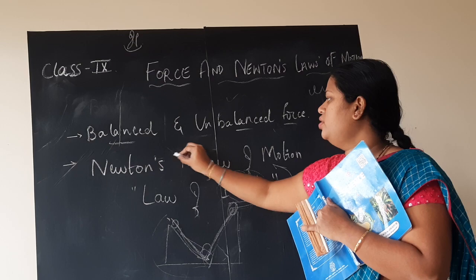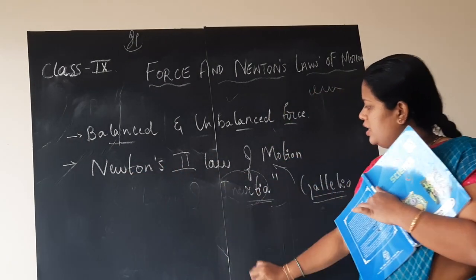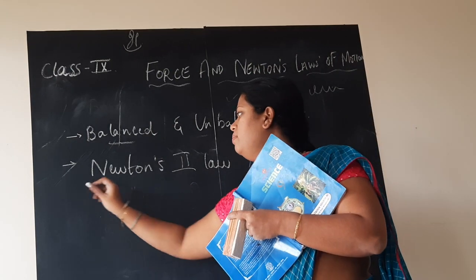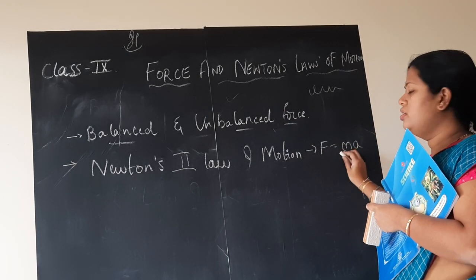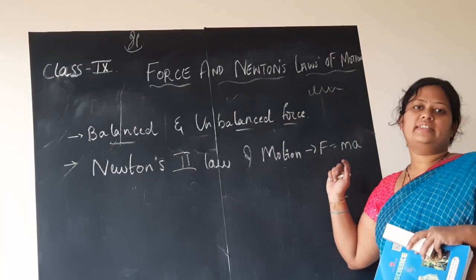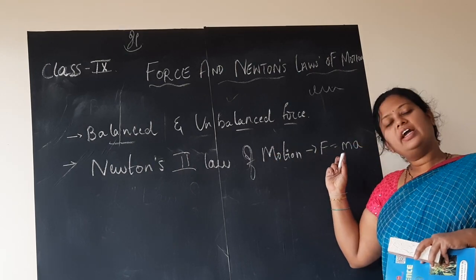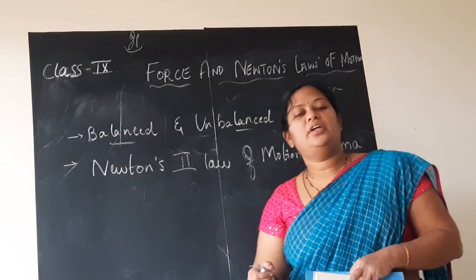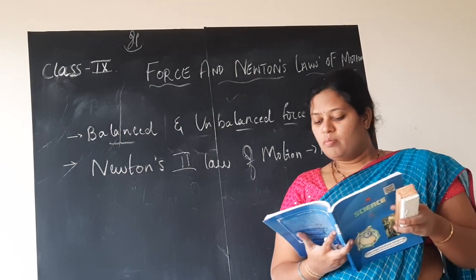It is with respect to the mass of the body, if you all remember. What is the mathematical form of Newton's second law of motion? F is equal to m into a. You remember? Force is defined as the product of mass into acceleration. And in the 8th class, children, we have also already arrived at this formula, F is equal to m into a.